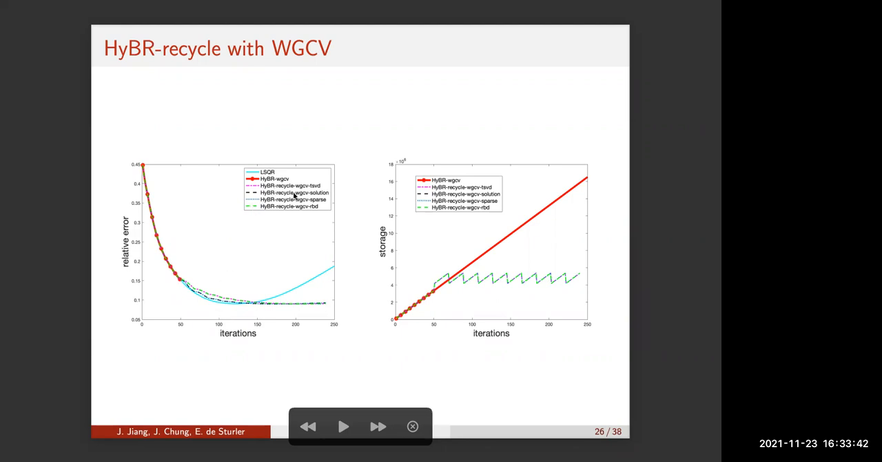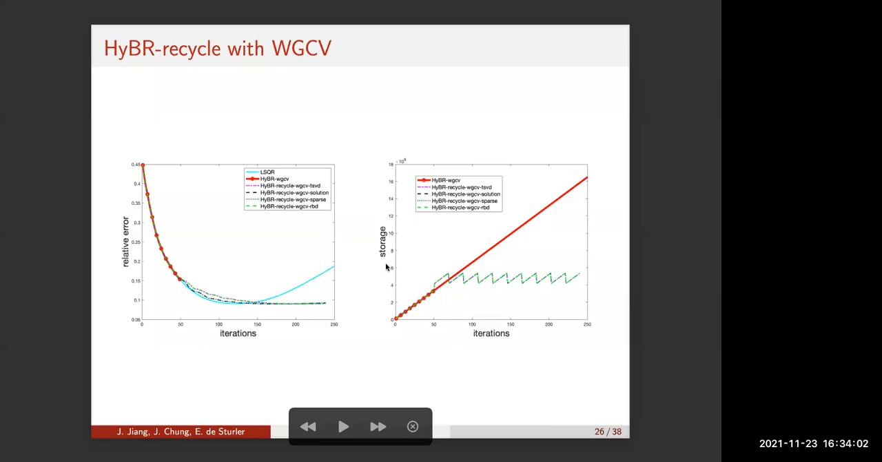For our hybrid recycle method, when it touches the storage limit of 50, we do the compression and then we do the augmenting. So this algorithm will keep going and going, and we can run it for as many iterations as we want. The right figure is the storage.